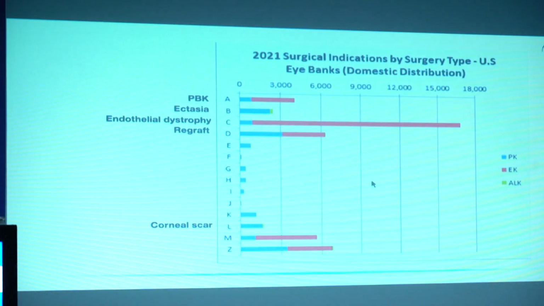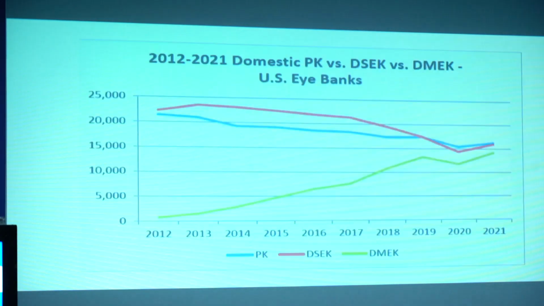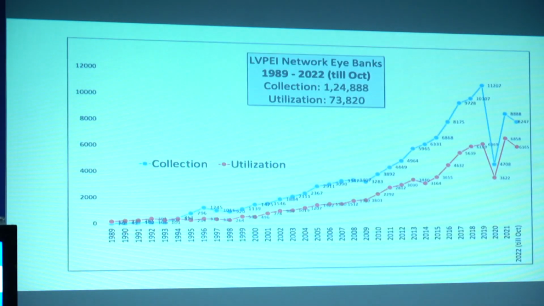And the most common reasons for corneal transplantation in the US, the blue bars are PK, the red bars are EK, are pseudophakic bullous keratopathy, endothelial dystrophy, which is mainly Fuchs, regrafts, and M is unclassified endothelial disorders. So in fact, the majority of transplants that are done in the US right now are because of endothelial diseases. And also the graph of penetrating keratoplasty and DSEK, which is the blue and the red line respectively, seems to be dropping every passing year, whereas the number of DMEKs that are done in the US is actually rising every year.